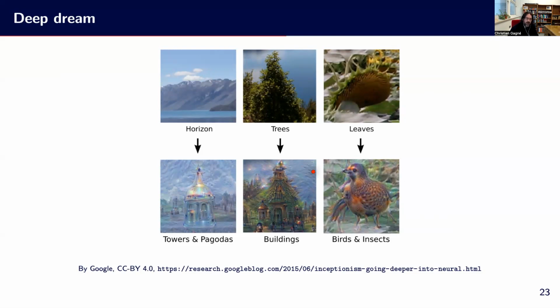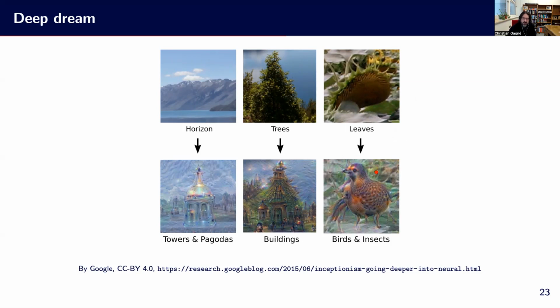The idea is that they start from an image, say an image of a horizon here, and they apply this gradient descent on the image to modify it to get as output towers and pagodas. And this looks like some kind of towers here. So this is the result of gradient descent applied on that image, transforming it in order to get the neural network to say, yeah, this is a tower. Likewise, here we have a tree. A tree is in fact in the image, and we are transforming that image into something where the network will say there is a building, and there is in fact some kind of building. And likewise, we have a leaf here, and we modify this for the class bird and insect.